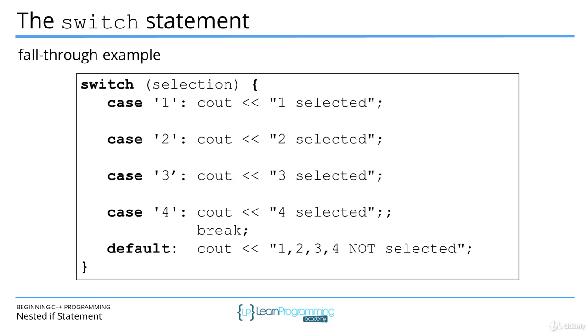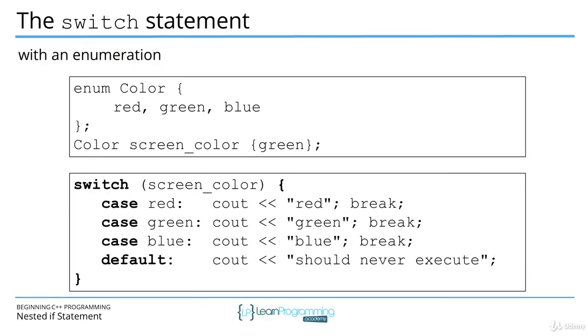If another programmer sees the code and needs to modify it, they'll understand this and be very careful when adding or removing new conditions or statements. Let's see an example of using a switch statement with an enumeration. In this example, we see an example of using a switch statement with an enumeration type.